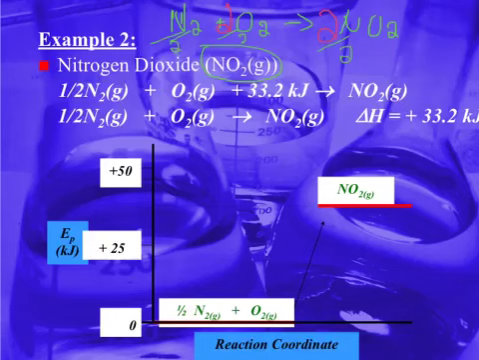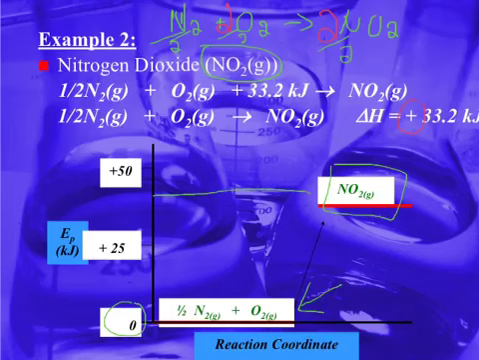And according to the table of standard enthalpy of formation, this is an endothermic reaction and is 33.2 kilojoules. If we were to include the energy term in the equation, we would put it on the reactant side because it's an endothermic reaction. And if we express the enthalpy term outside the equation, it would be positive because it is an endothermic reaction. Again, if we were to put this onto a potential energy diagram, we would put our reactants, the elements, at 0, and then our product, nitrogen dioxide, would have a positive value of 33.2 kilojoules.